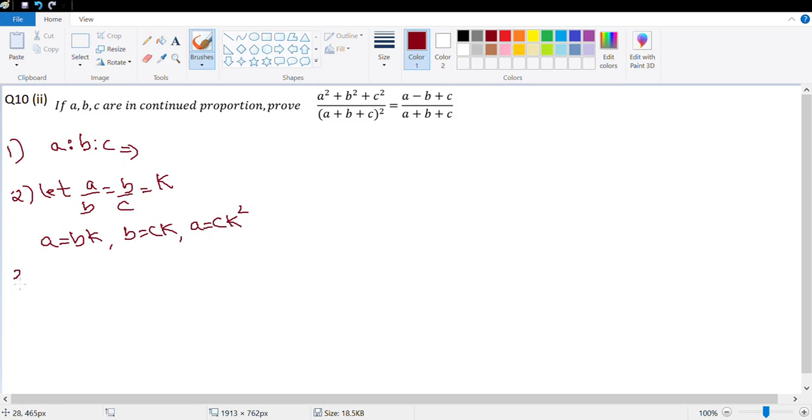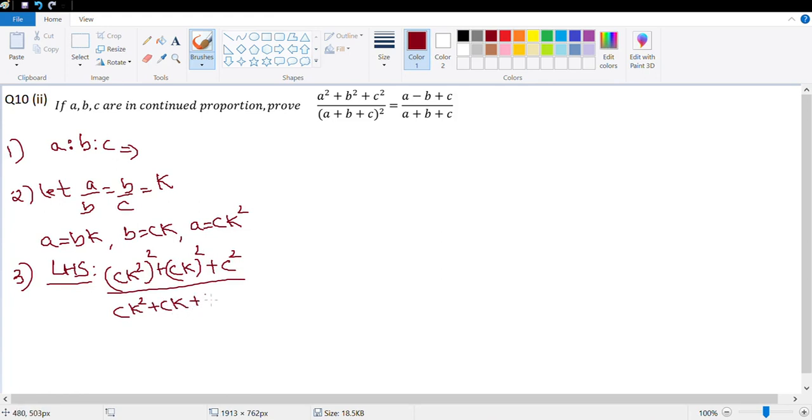Now let's substitute these values in the left hand side and right hand side and see if we are able to prove anything. So our left hand side first. Left hand side is A square, which means (CK square) whole square, plus B square, which is (CK) whole square, plus C square, which is C square. In the denominator, I have A, which is CK square, plus CK, plus C, the whole square. Let's see if I can take anything common. Let's first square this. This becomes C square K to the power 4. This becomes C square K square plus C square.